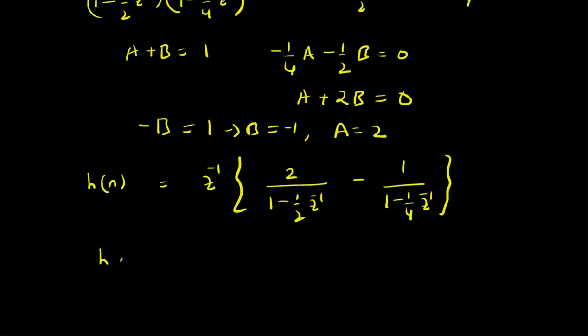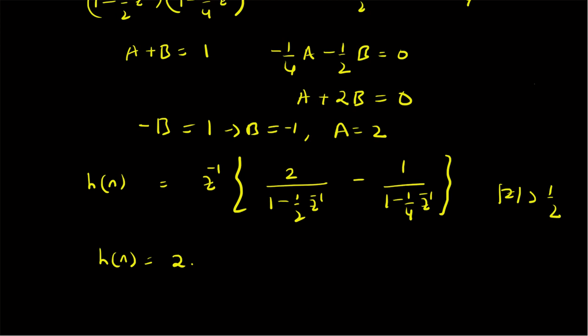Therefore h of n will be equal to 2 times the inverse z transform of 1 by 1 minus 1 by 2 z inverse. Basically, we are assuming that we are talking about causal systems. So the ROC will be z greater than 1 by 2, the region outside the circle of radius 1 by 2. In that case, we will have a causal inverse z transform.